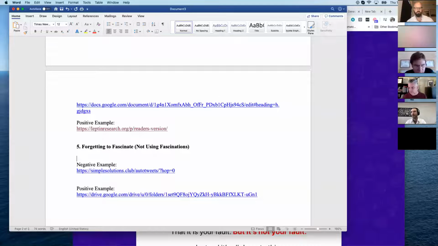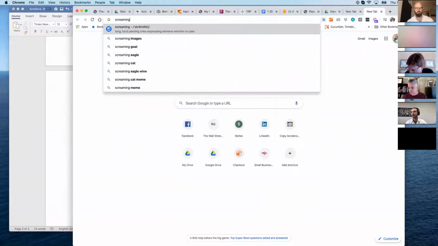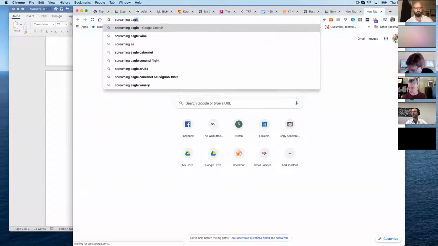So for fascinations, I'll share this example. I don't know if I can pull it up really easily here. Actually, a Screaming Eagle.